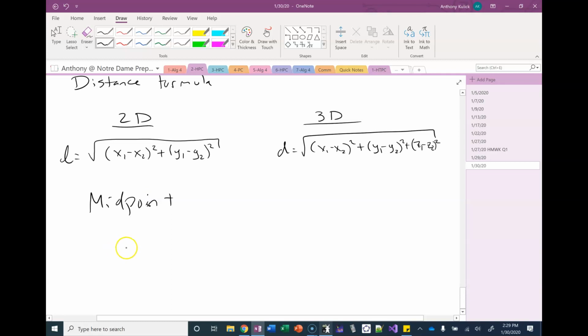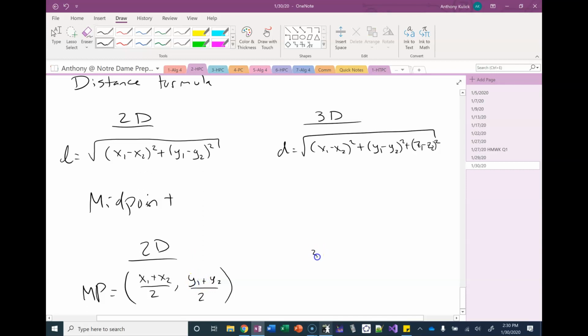Here's a geometry brain reminder for you. What's the midpoint formula in 2 dimensions? Here's the way that I remember it. It's an average. Yeah. So it's the average of the x's and the average of the y's. That's the way I remembered it.